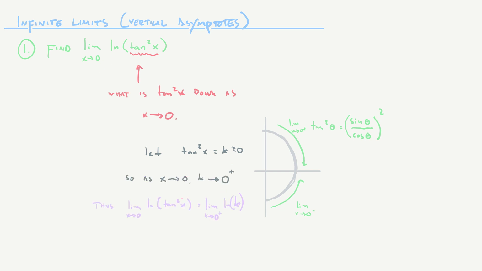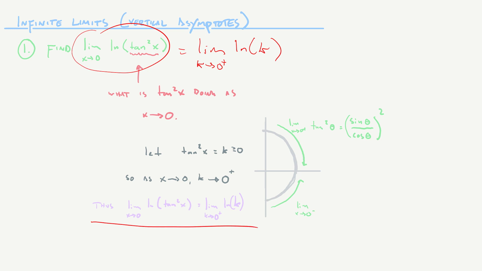Oh, and by the way, here's my important substitution. I'm saying this is now equal to the limit as k approaches 0 from the right of the natural log of k. It's just this thing down here. Because we know k is approaching 0 from the right as x approaches 0, I'm utilizing this substitution. I'm replacing this with k, and now I need to look at what k is doing. I don't care about x anymore. I care about k.